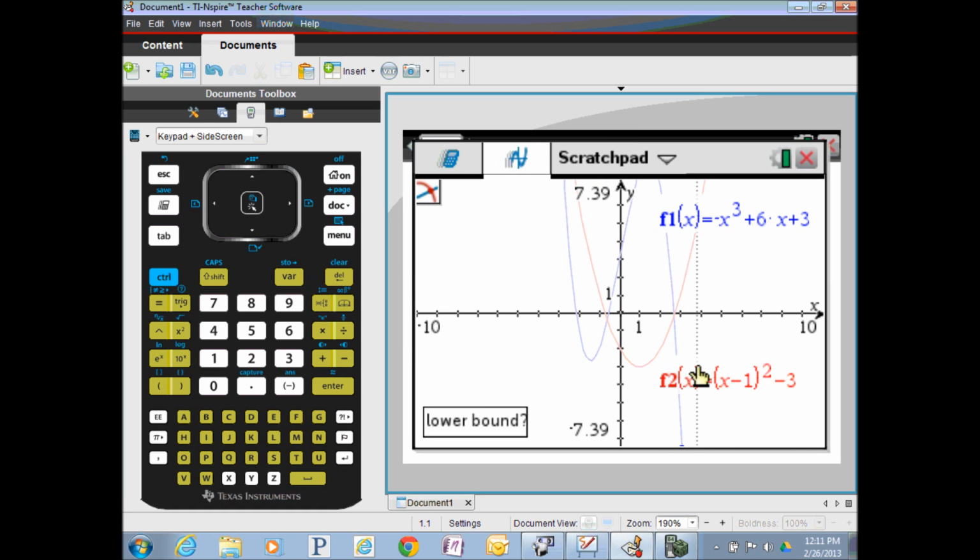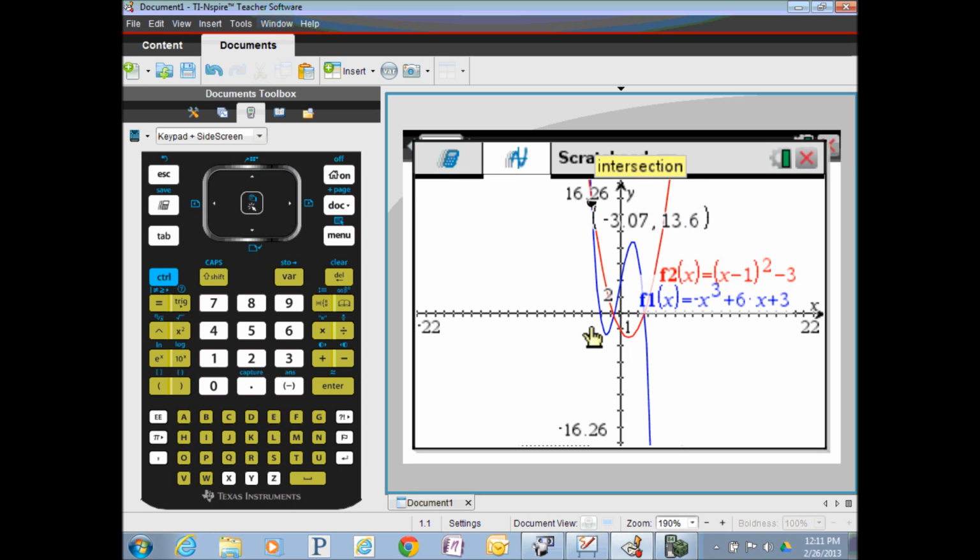I'm going to find the bounds in order. It looks to me like there are probably 3 of them. For this first one, I'm going to use this as a safe lower bound, and this as a safe upper bound. And look what it did. It resized my window. And when it resized my window, it looks like I have an intersection point at -3.07 something. Now I only see 2 decimal places, and I know there's more.